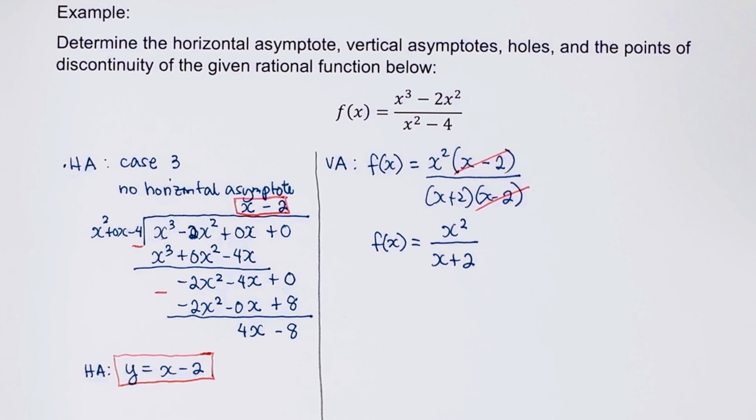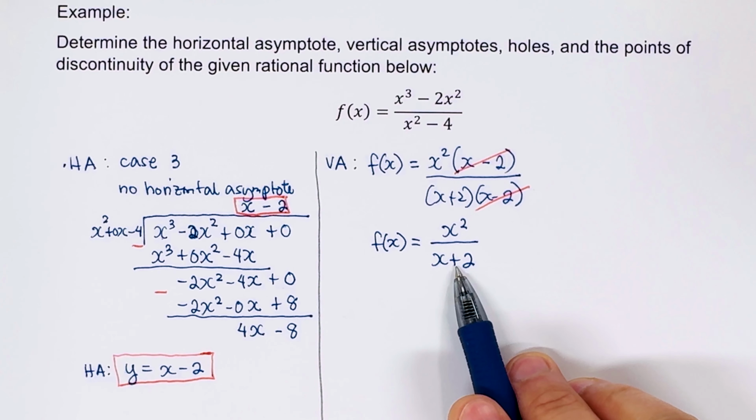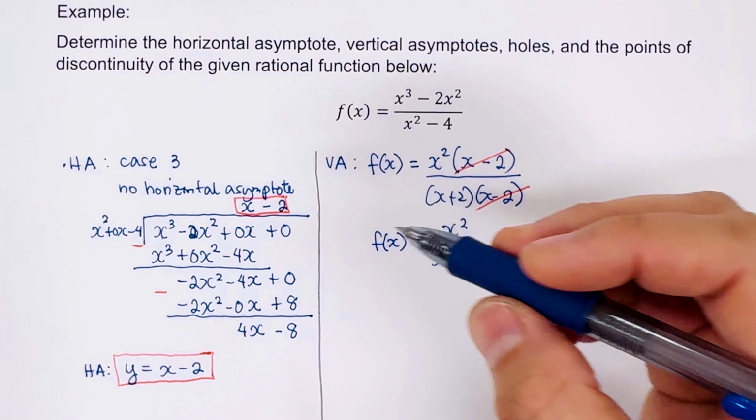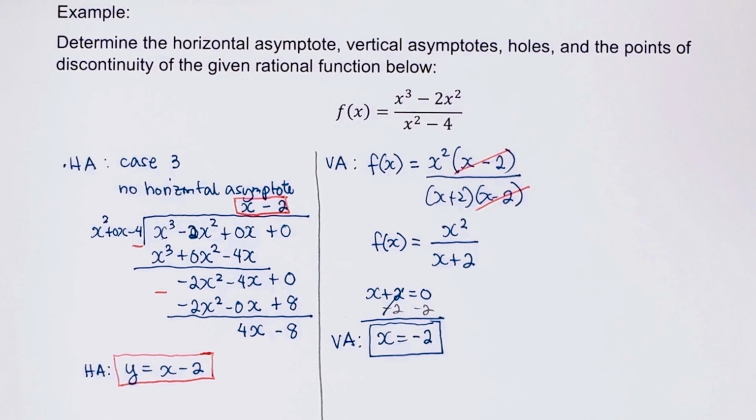To find the vertical asymptote, we're going to set the denominator equal to 0. And then we solve for x. So I'm just going to go ahead and show that work down here. So the equation for the vertical asymptote is x equals negative 2.